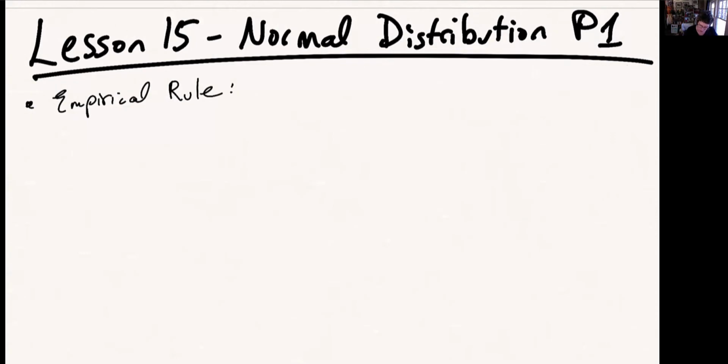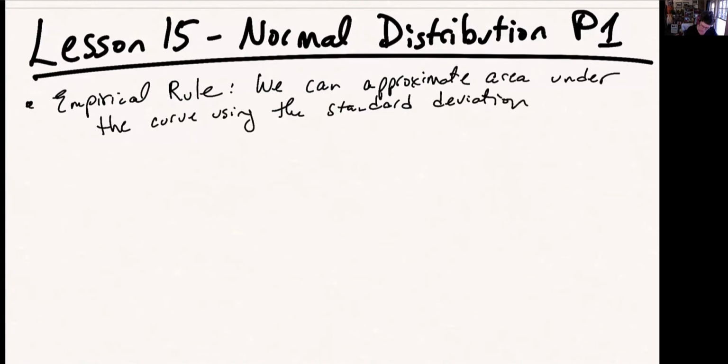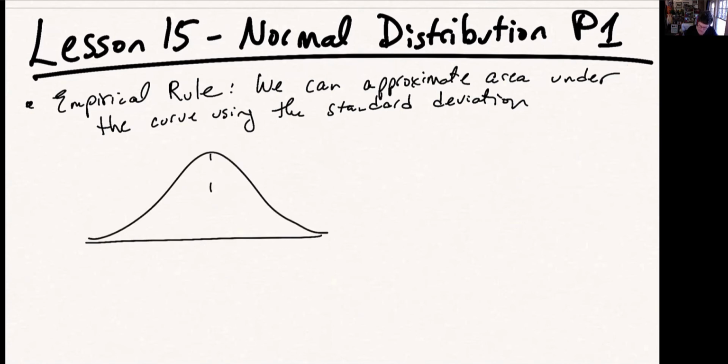In lesson 15, we learned about the empirical rule, and that is that we can approximate, I'm sorry, I misspoke, we can approximate the area under the curve. What this looks like is a normal curve. It's hard to draw normal curves. There we go. This number here is the mean.